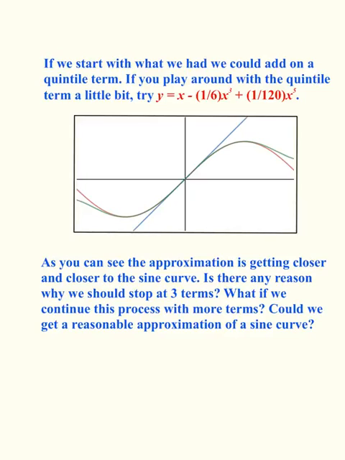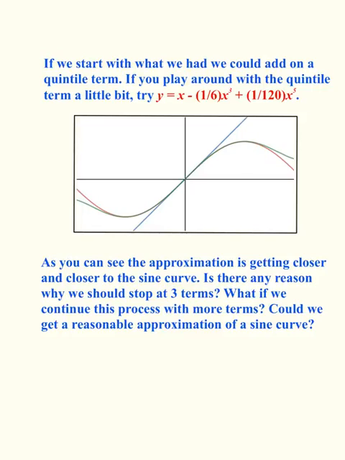So if we start with what we have, we could add on a quintic term, which is going to be your x to the fifth power. If you play around with the quintic term a little bit, you can try this one right here, 1 over 120 x to the fifth. And that is going to be the green curve, and you can see that it does stay pretty close to the sine graph for a little bit longer period of time.